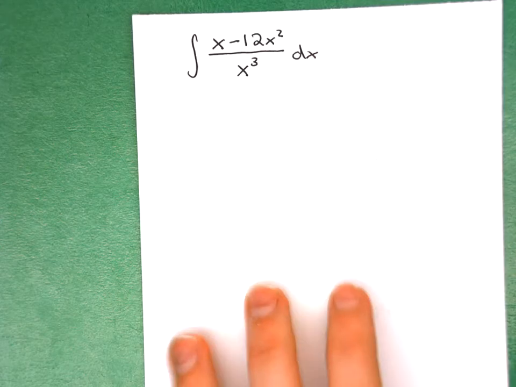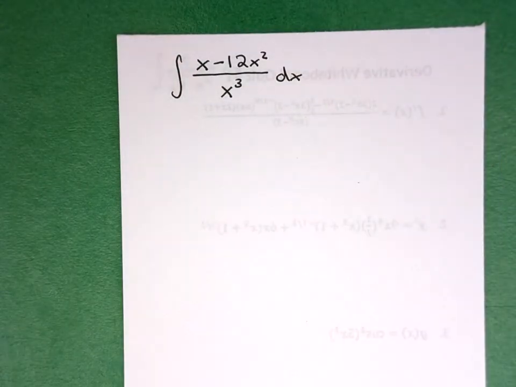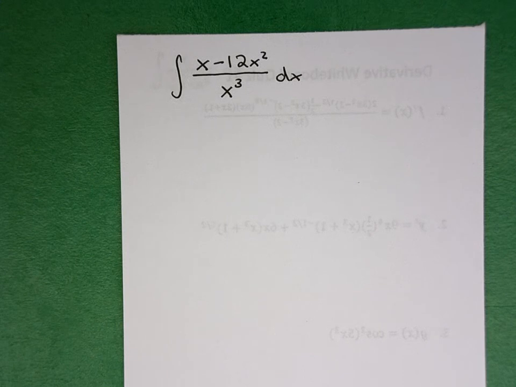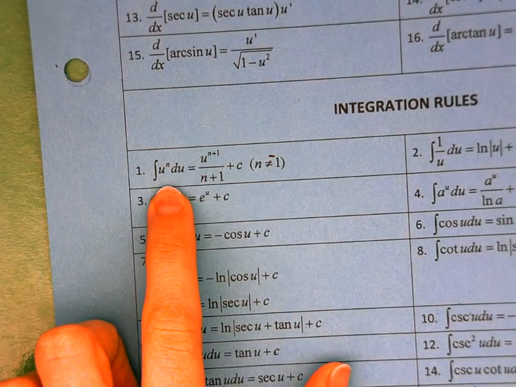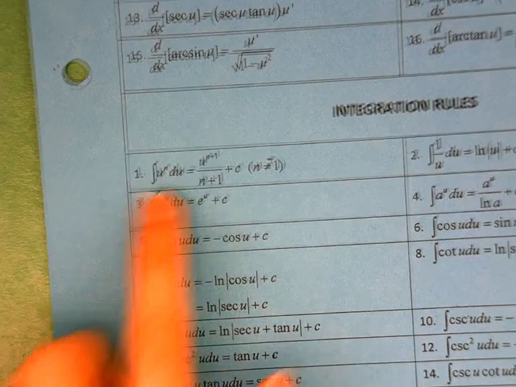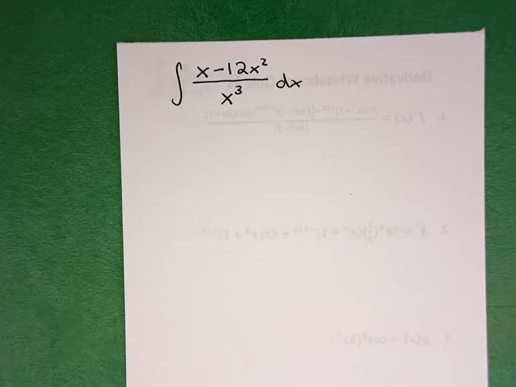So I have 3 types of problems here. The first one is the integral of x minus 12x squared over x cubed dx. With all of these integral problems, we're going to start with the question, can we rewrite it in that first integration rule form? A singular variable with an exponent. Because if I can, that's power rule, fantastic. We add 1 to the exponent, divide by the new exponent, and we're good to go.